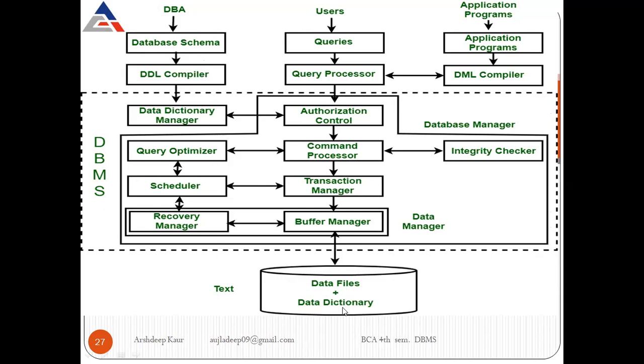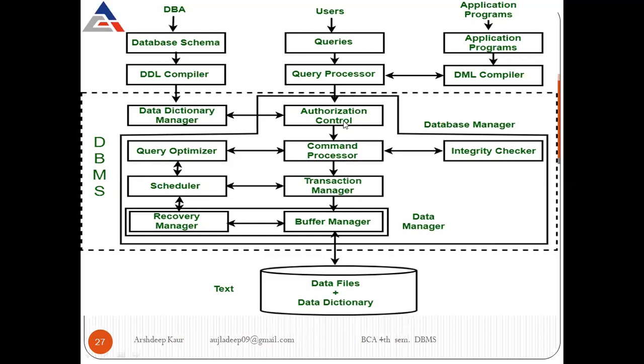Data dictionary means data repository. It contains the entire detail of the table: the name of the table, the size of the table, constraints on the table. Full detail of the table is recorded in the data dictionary. So the DBMS has a data dictionary manager, and a query optimizer that is responsible for managing your various queries, like create, update, delete, insert. We have a scheduler for scheduling the commands. We have a recovery manager to recover your data in the case of failure.